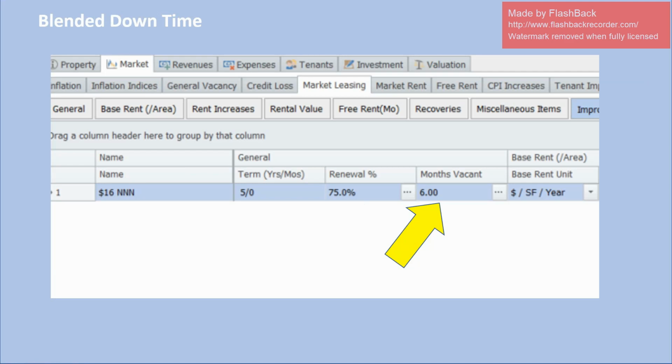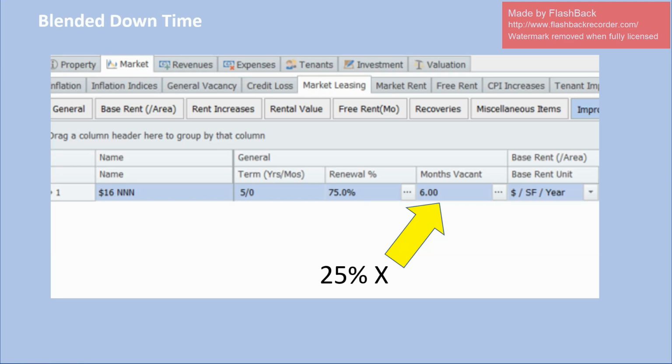So the way to think about this for Argus is, Argus isn't flipping a coin and deciding, hey, sometimes in this scenario we'll have them vacate and sometimes they won't. The way that Argus is thinking about it is it's taking that 6-month downtime that it would take us to backfill the space, and it's assigning a probability to it, or a percentage. In this case, since there's a 75% chance that that tenant stays, there's a 25% chance that they vacate. So that's the probability that we want to assign to that 6-month period.